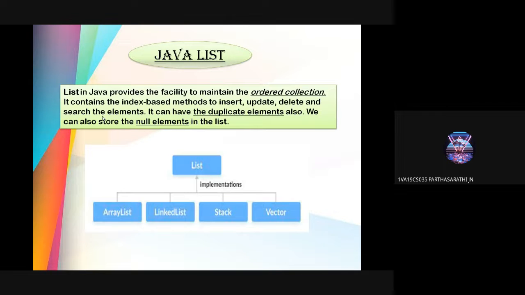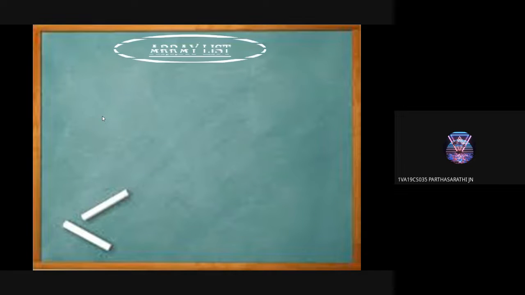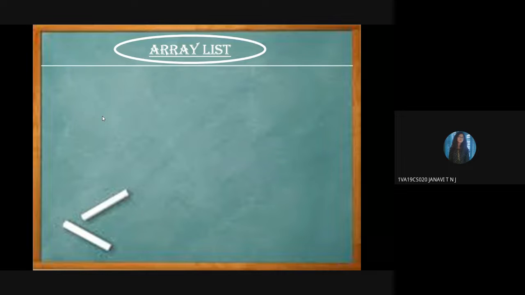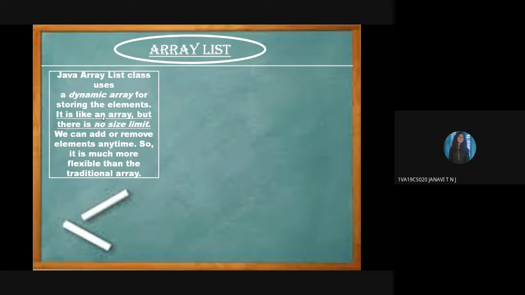We already know about linked lists, so let us look into what an ArrayList is. The ArrayList. The Java ArrayList class uses a dynamic array for storing the elements. It is like an array, but there is no size limit. We can add or remove elements anytime. So it is much more flexible than a traditional array.